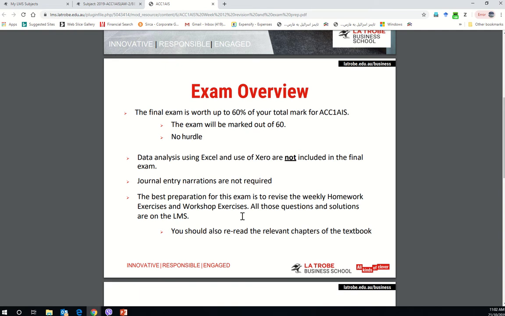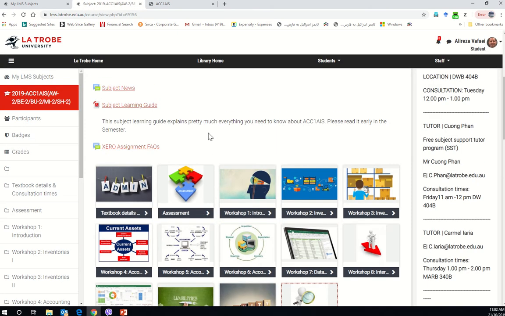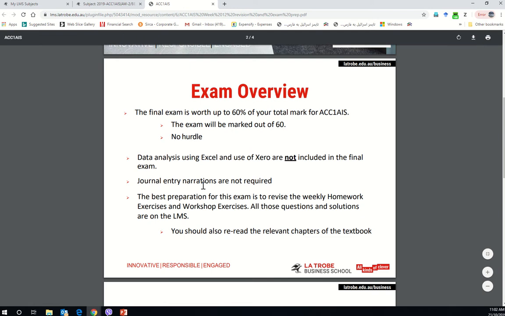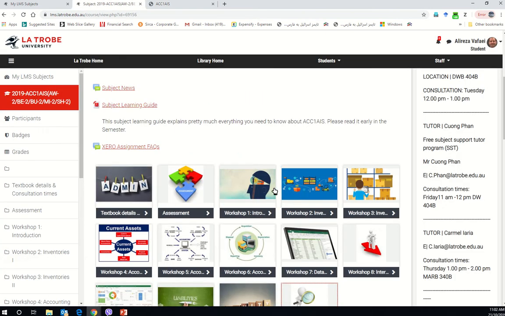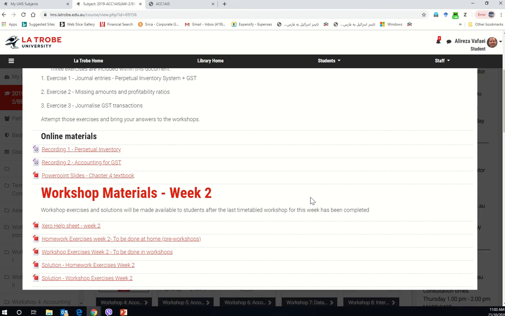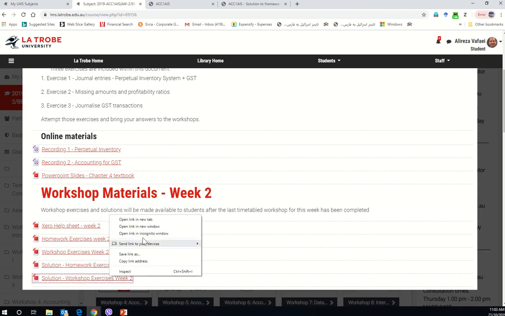The best preparation for this exam is to revise the weekly homework exercises and weekly workshop exercises. All those questions and solutions are on the LMS for you. So let's review every week together. Question 1 is about week 2 and inventories. Let's have a look at week 2, at the homeworks and workshops.